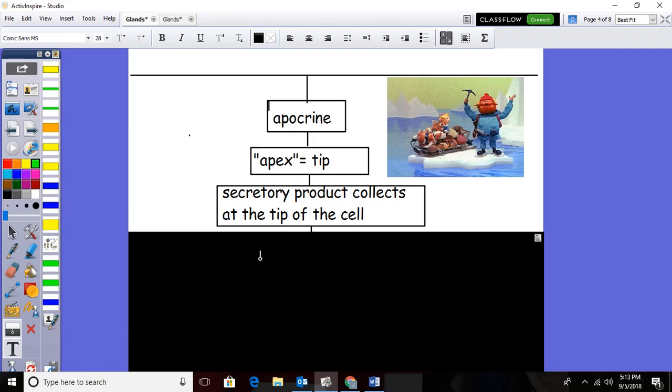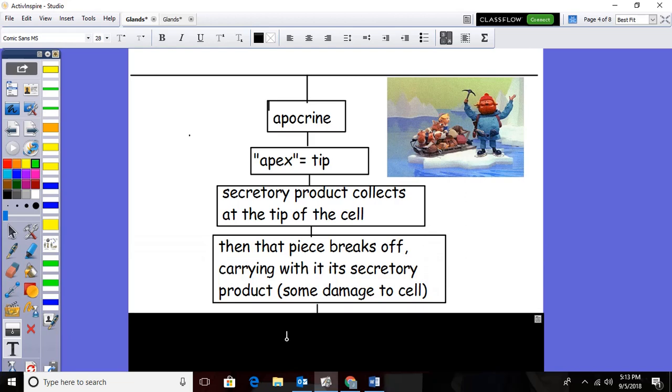So this is how I remember what apocrine does. The secretory product collects at the tip of the cell, or the apex of the cell. Then that piece will break off, carrying with it its secretory product. And so because a piece of the cell is breaking off, we say that there's some damage done to the cell, because you are losing a little piece of it. I really like this analogy to the piece of an iceberg breaking off. I think that's a good way to think about it.